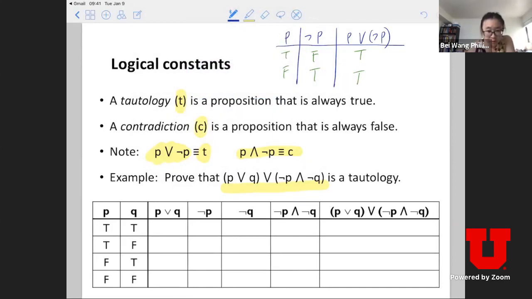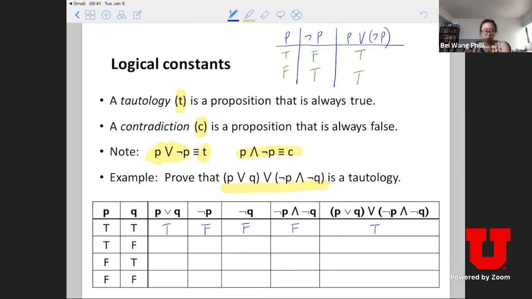When both P and Q are true, then P or Q is true. And if P is true on the first row, then negation of P is false. And negation of Q is false. Then negation of P and negation of Q is also false. But now I need to decide on the last column, which is P or Q combined with negation of P, negation of Q. So this is actually equal to, in some sense, true or false, which is equal to true. Okay. So that's our first row.